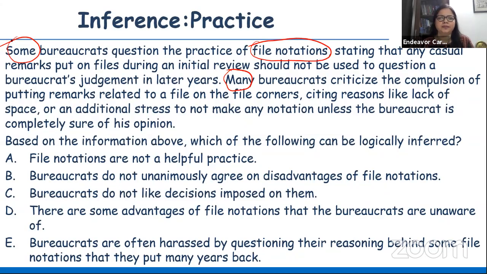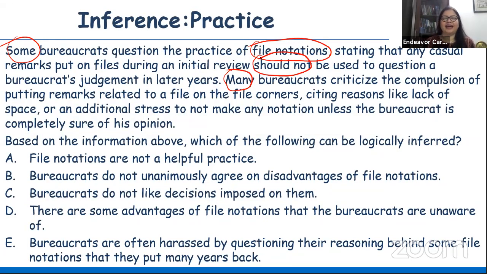What does the passage say? What they write should not be used to criticize a bureaucrat's judgment in later years. What they write should not be used is an opinion. What I write should not be held against me later. Which means it could be held against me later. It doesn't mean that it is being held against me.